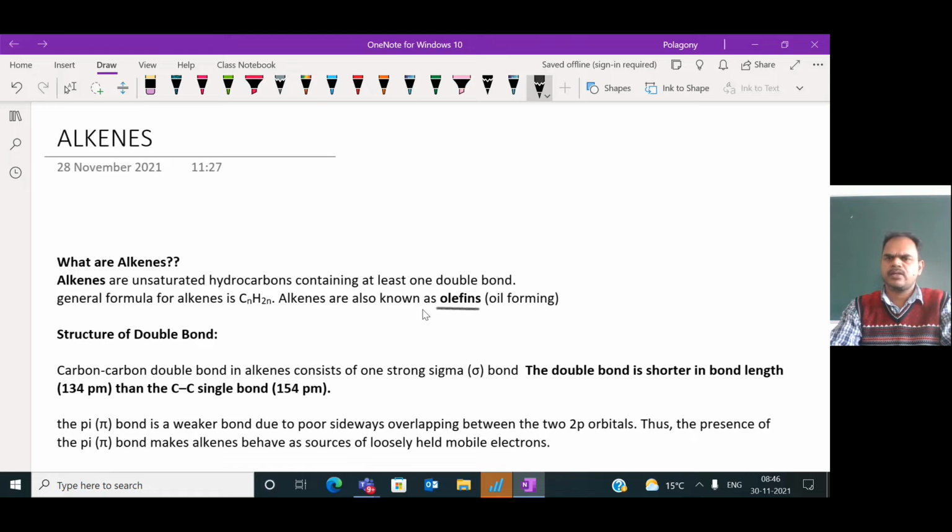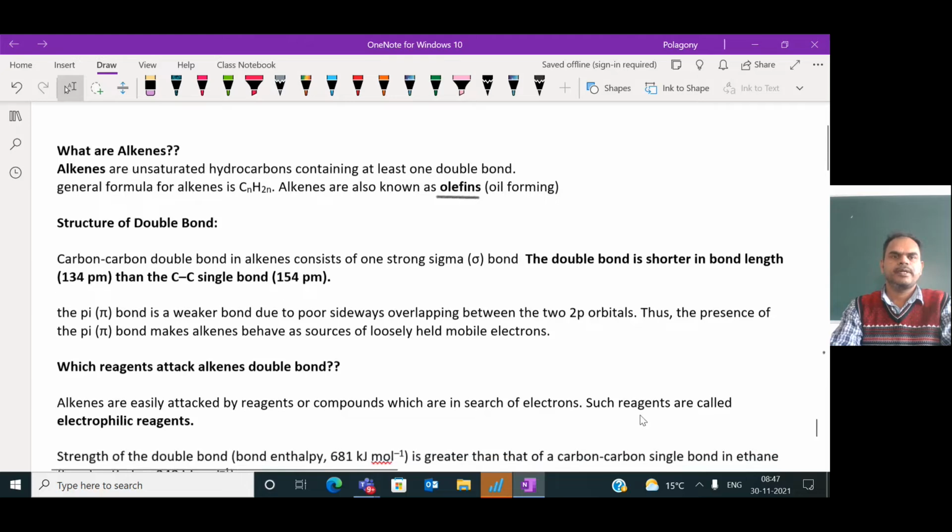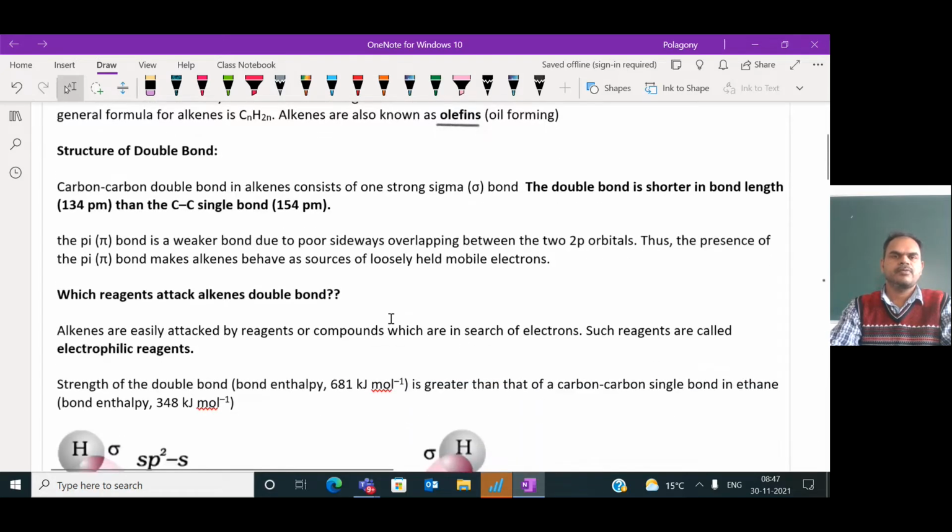Do you know why alkenes are called olefins? Because they form oils, oil forming, if they react with the halogens. The major characteristic property of alkenes: what is it? Alkenes have a double bond between carbon and carbon.